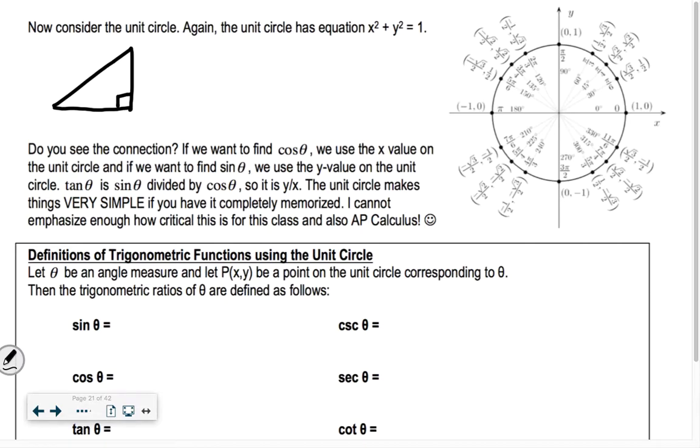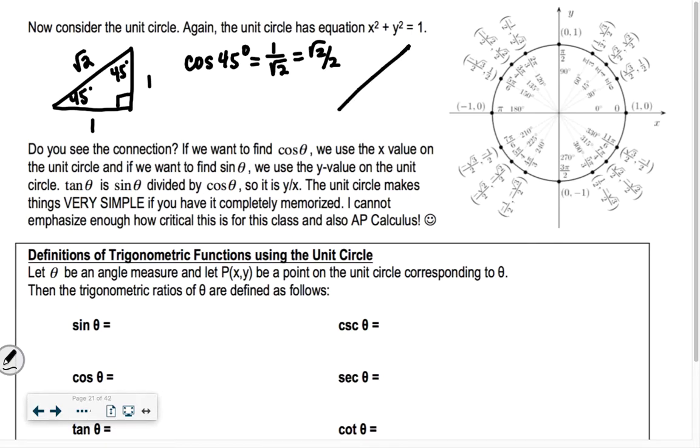Okay. So we said if we had a 45, 45, 90 triangle, and you guys remember how I did 1, 1, and root 2 like this? What was the cosine of 45 degrees? It was the adjacent over hypotenuse, right? So it was 1 over root 2, which made root 2 over 2. The sine of 45 degrees was the same thing.